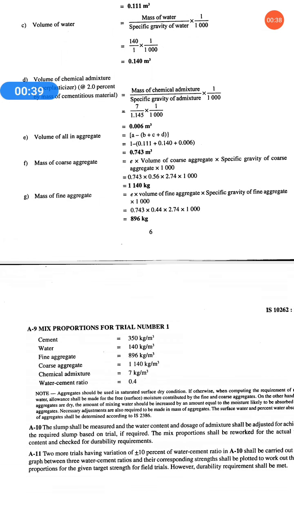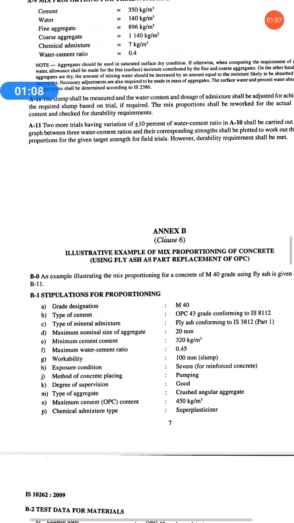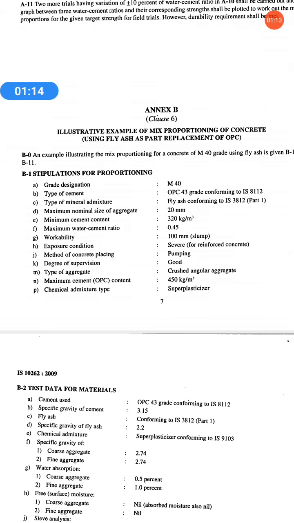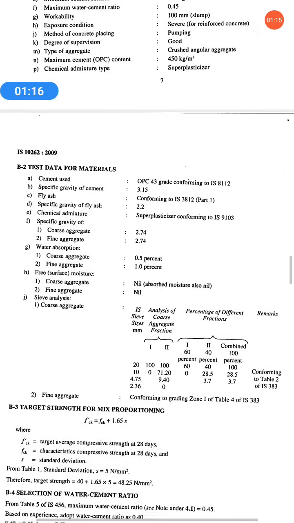See, I have told you that this question is based on fly ash, super plasticizer and pumpable concrete. Actually one mistake happened here. I have told you for pumpable concrete and super plasticizer only, which means it does not contain fly ash. So for fly ash you can refer to the next question of IS 10262, this one, Annexure B, clause 6. So this is for fly ash. Fly ash proportioning, you can read from here.